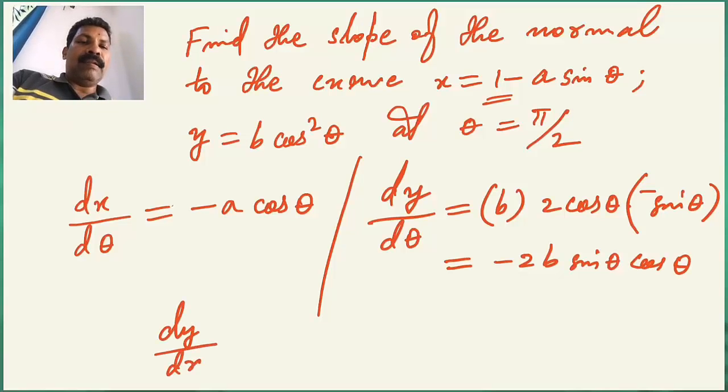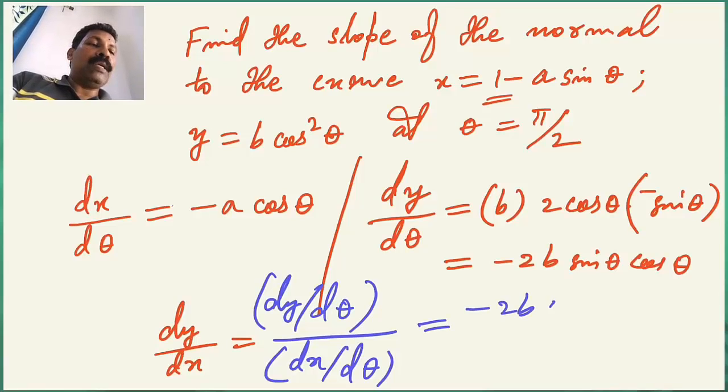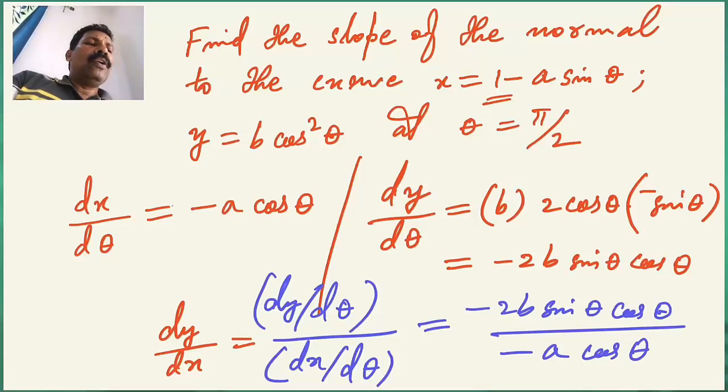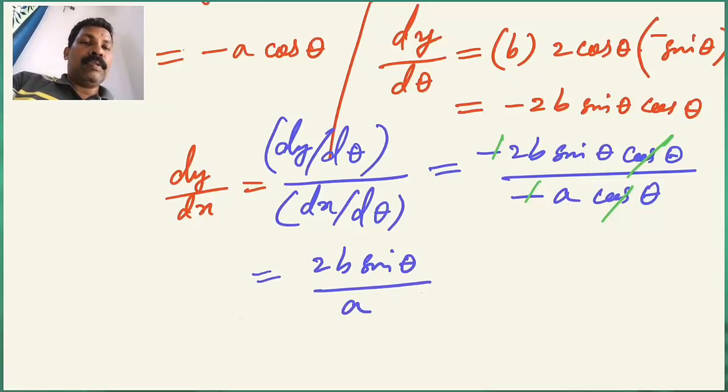Then we can find dy by dx by the formula, that is dy by d theta whole divided by dx by d theta. So that is equal to negative 2b sin theta cos theta divided by negative a cos theta. You can simplify by cancelling cos theta and the negatives. So we are left with 2b sin theta by a. So this is your dy by dx.